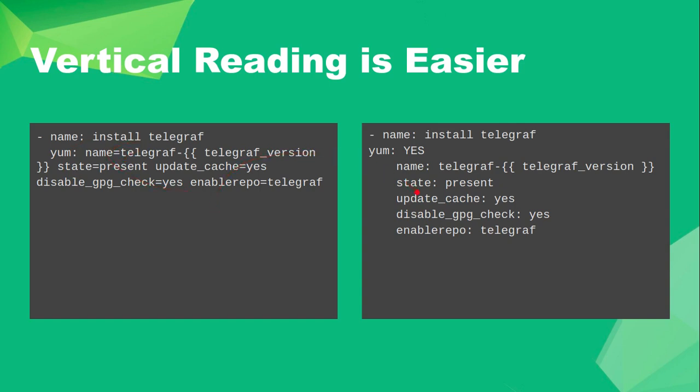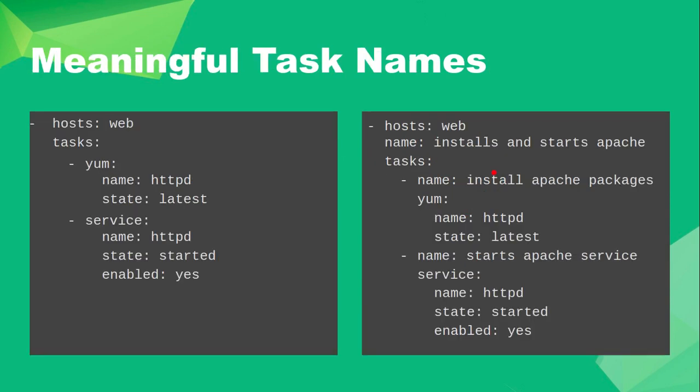But now if you see the right hand side, you can easily understand the name, you want to install this, then version, state present, update cache yes, disable gpg check, enable repo Telegraf. Here the right hand side YAML file is more readable as compared to the left hand side YAML. So always try to write your YAML file in a vertical way so that reading will be easy.